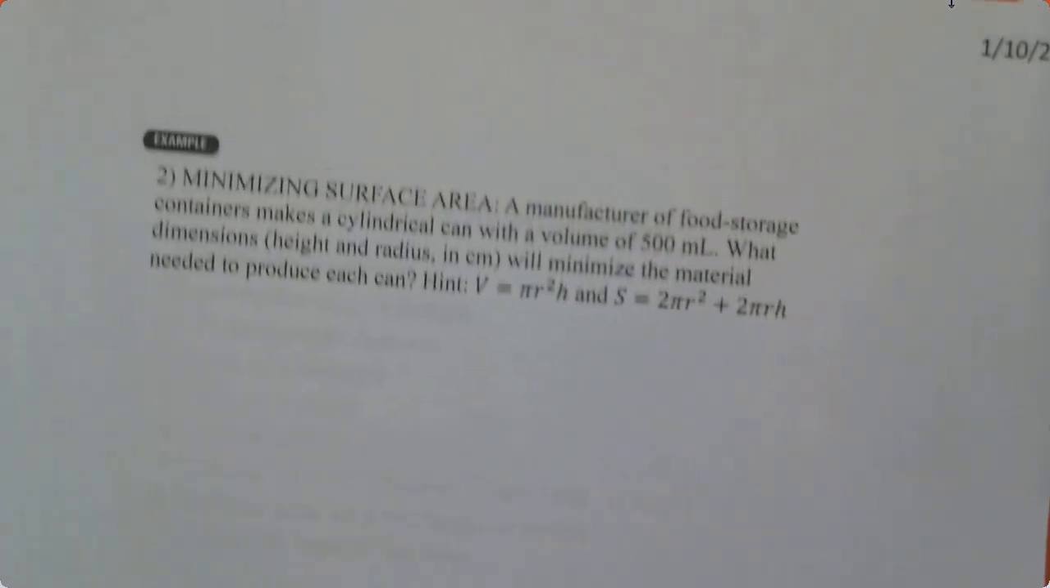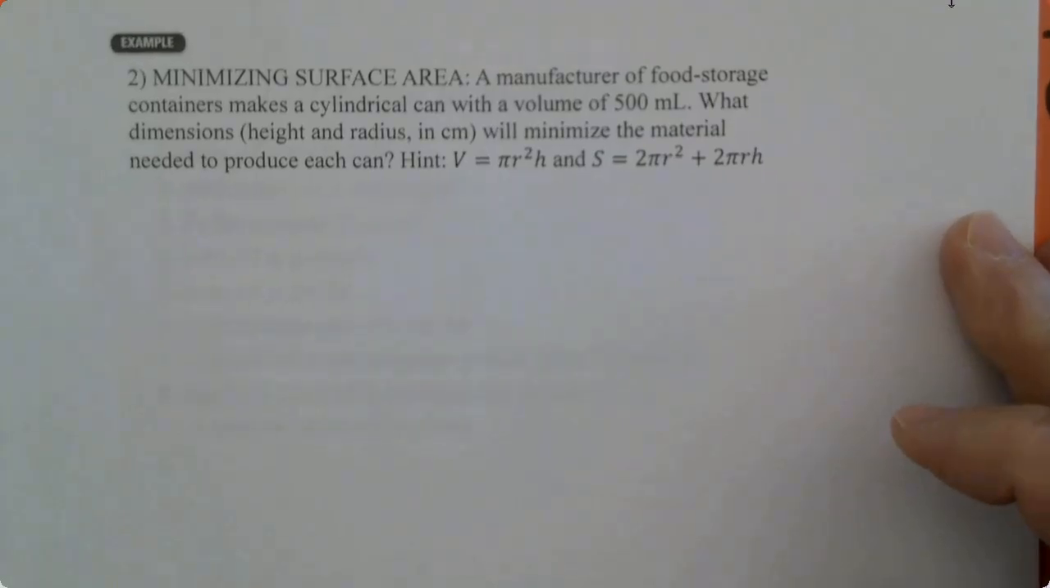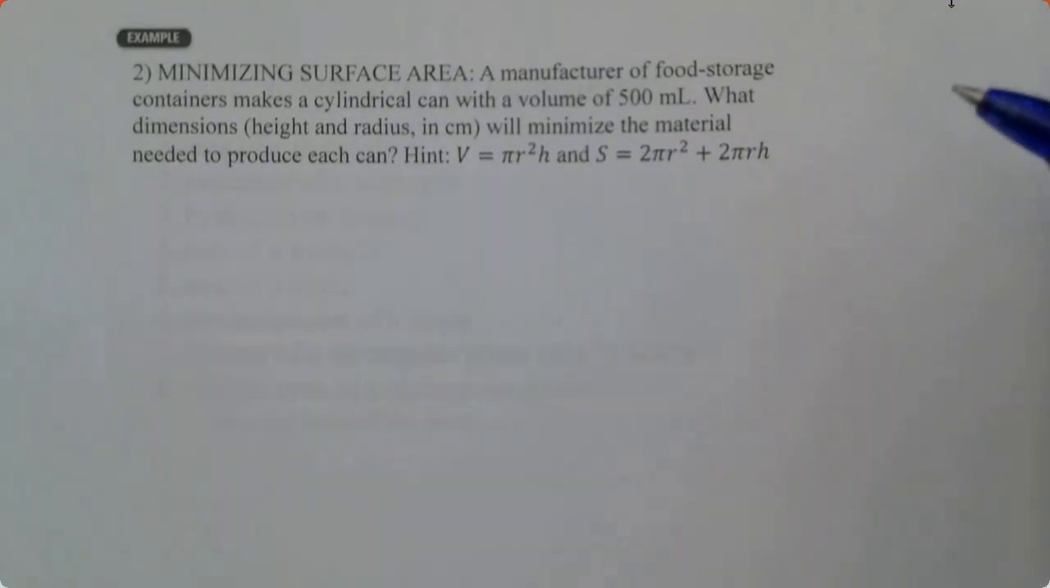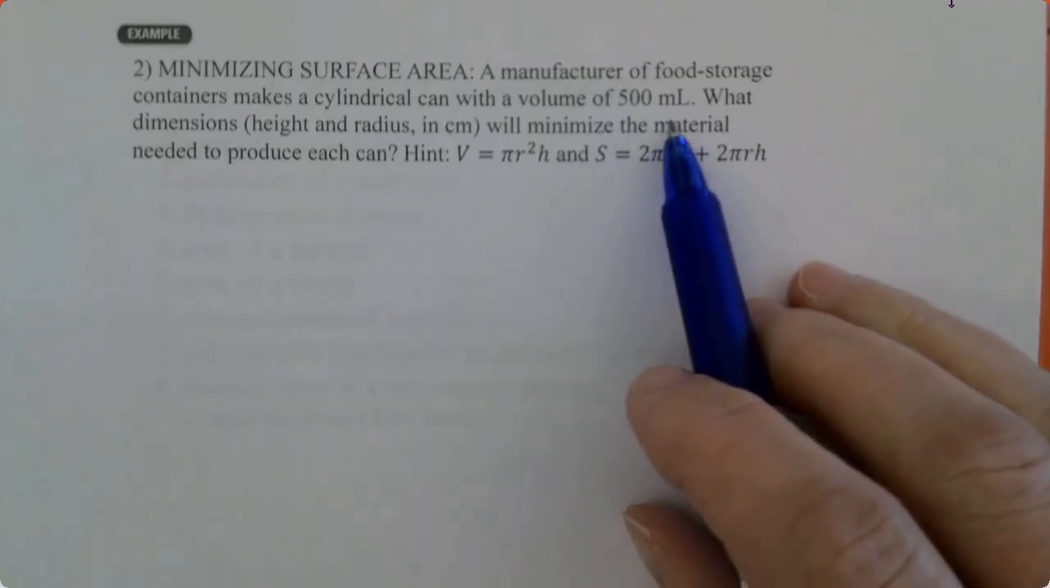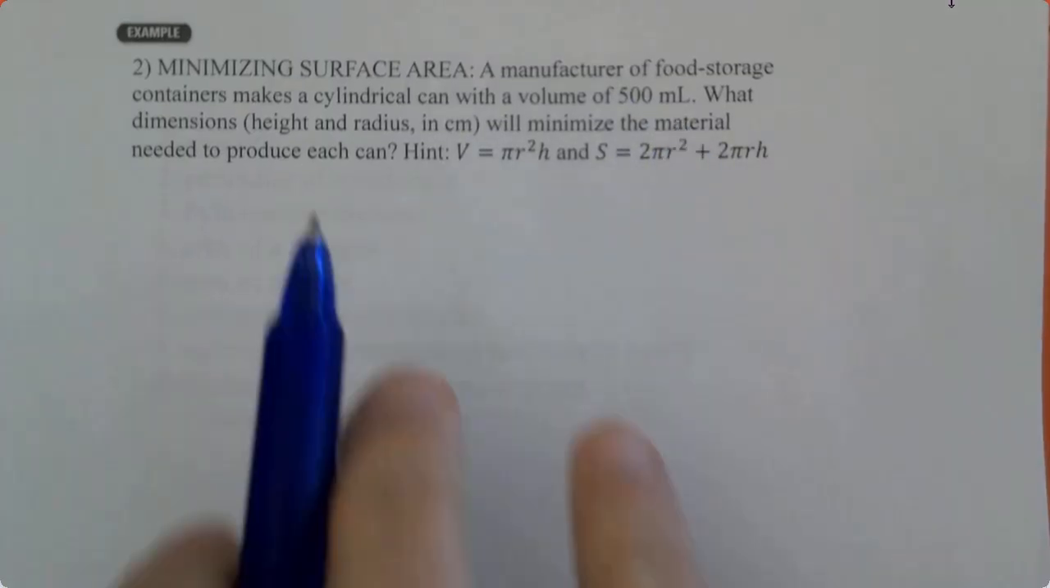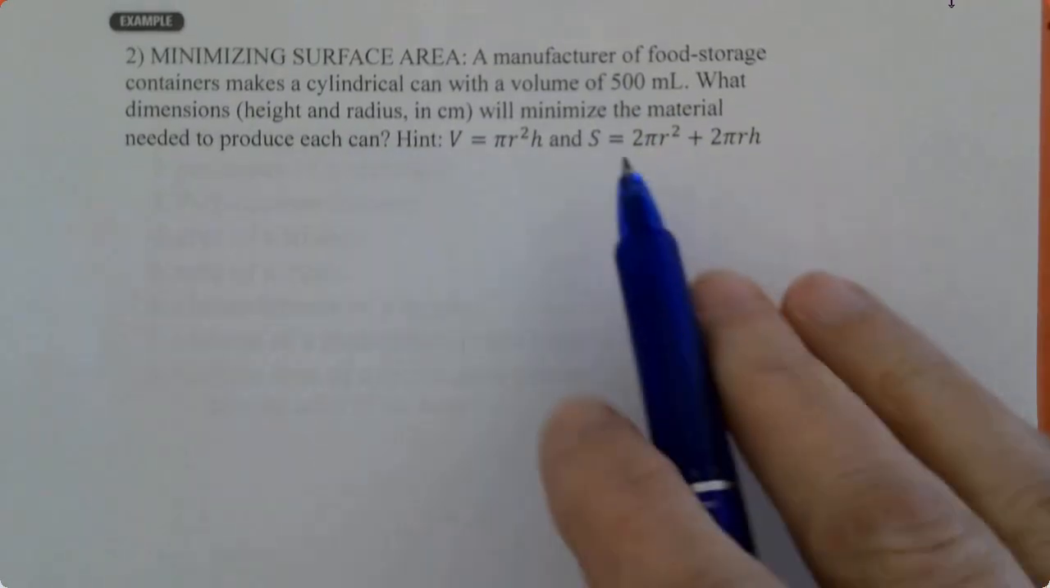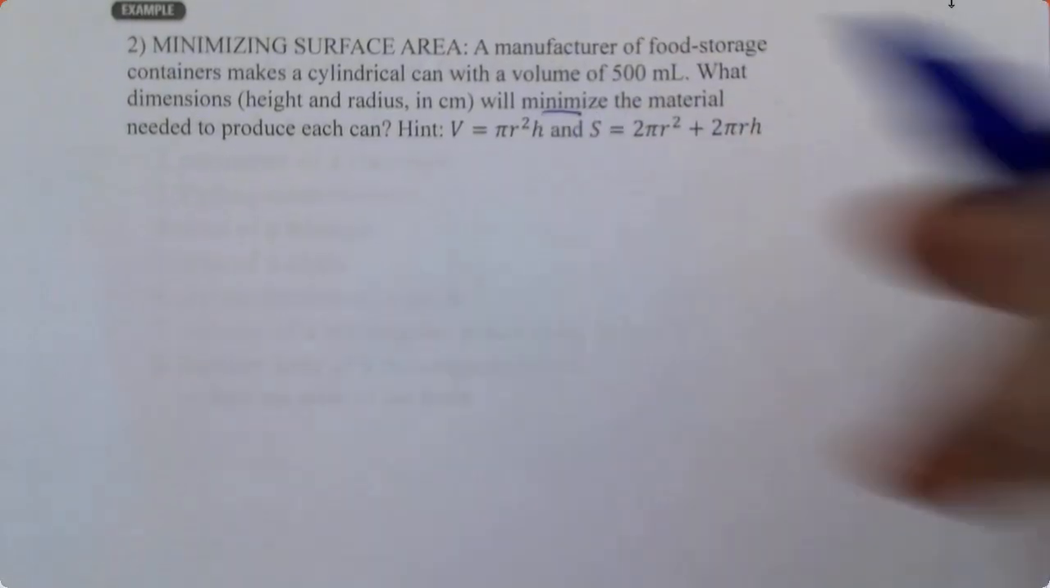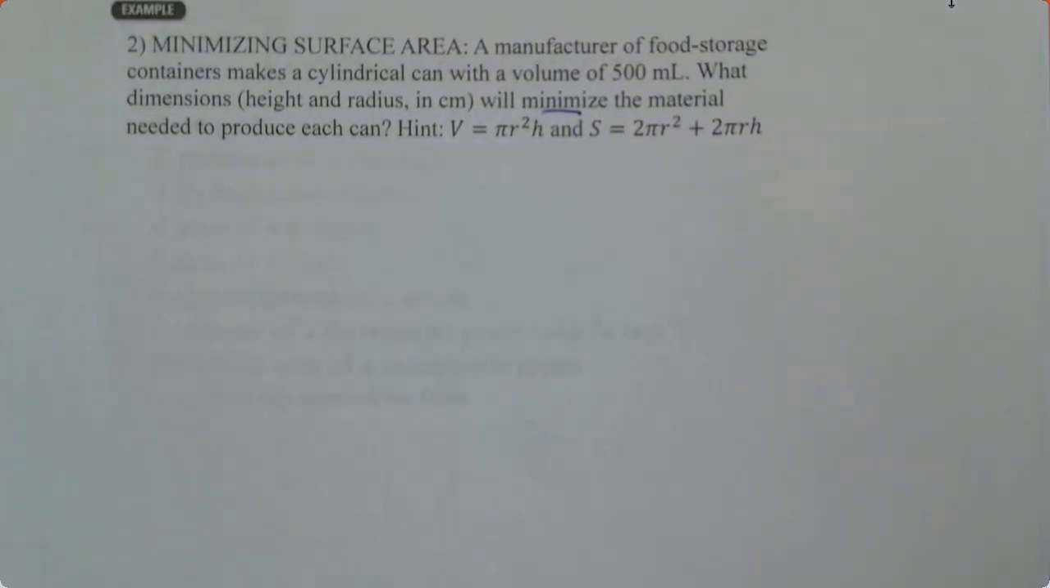Let's take a look at the next one. So this time we are trying to minimize surface area. A manufacturer of food storage containers makes a cylindrical can with a volume of 500 milliliters. What are the dimensions, the height and the radius, that will minimize the material needed to produce each can?